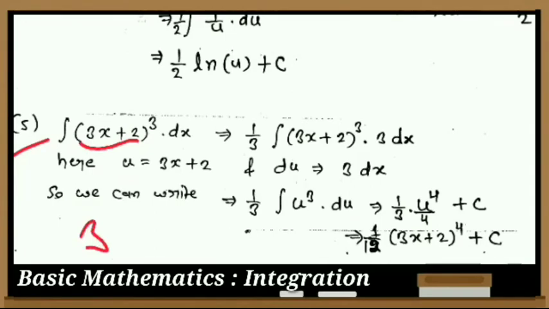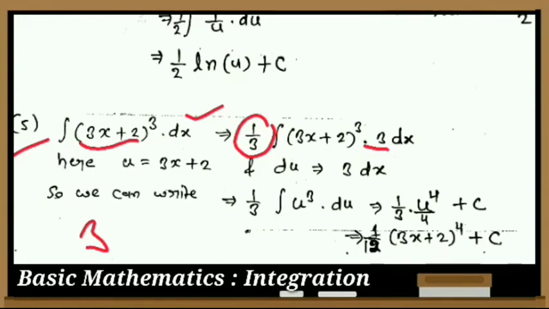If we differentiate the term 3x + 2, then we get 3. Now what do we have to do? We will multiply and divide the question by 3. When we divide the question by 3, then we can write here 1/3 integration of (3x + 2) raised to the power 3 dx.